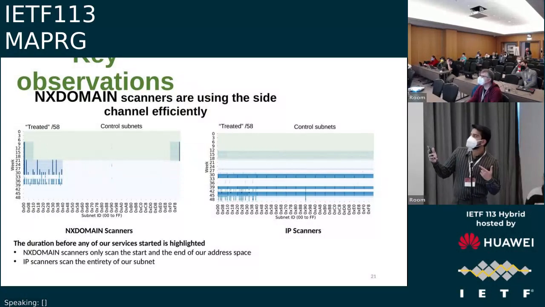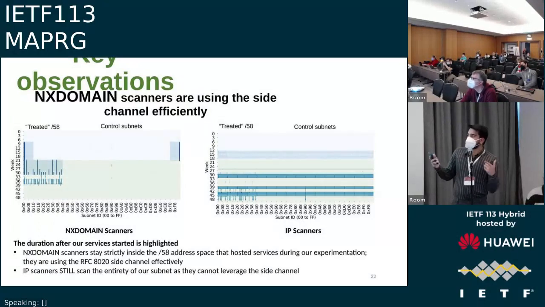So right now you can see that NX domain scanners are kind of like guessing, even the IP scanners are guessing, but NX domain scanners probably think that there is something in the start and the end of our subnets, and IP scanners think that there can be anything everywhere. But the important part comes in when we deploy our services. So as you can see, for the NX domain scanners, they never go outside the /58 line. So they know exactly where the services were deployed and they stay inside that.